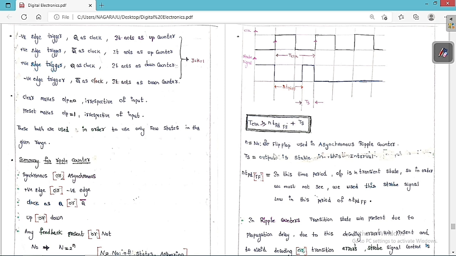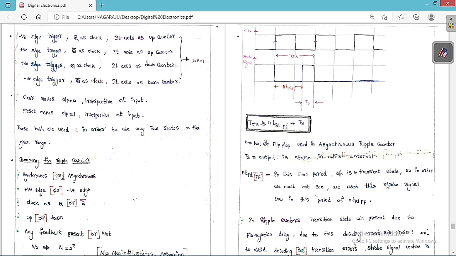Small n is the number of flip-flops used in the asynchronous ripple counter, and TS is the interval in which the output is stable. Output is stable only in this interval, and here the output is not stable at all, it is not in a stable region. And N into TPD-FF is the time period in which the output is in the transient state.